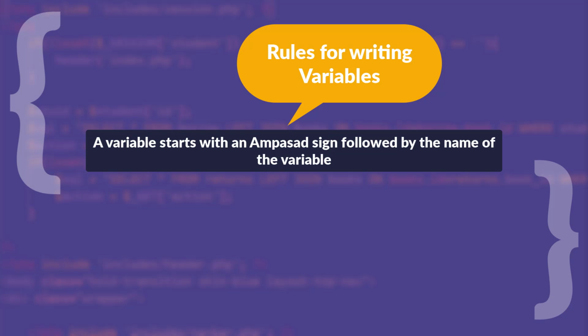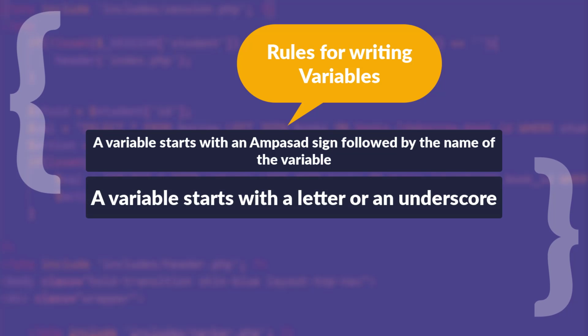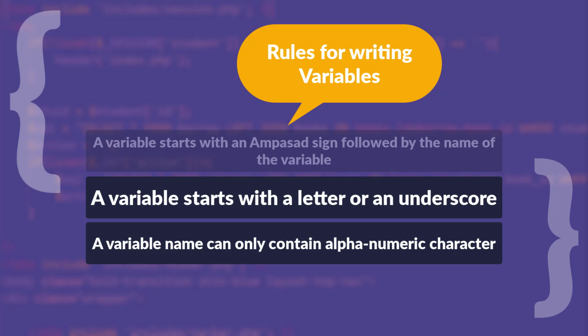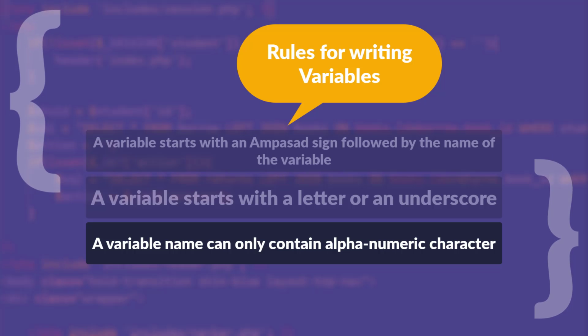1. A variable starts with a dollar sign followed by the name of the variable. A variable name must start with a letter or the underscore character. A variable name can only contain alphanumeric characters and underscores, that is A to Z, 0 to 9, and the underscore. It's worth noting, as mentioned earlier, that variable names are case sensitive.